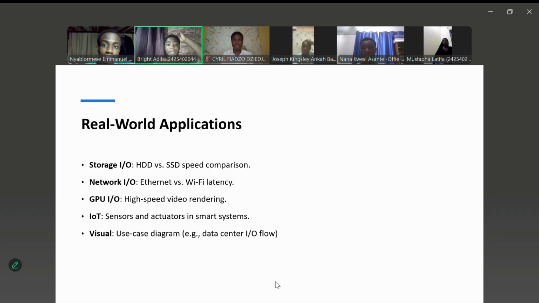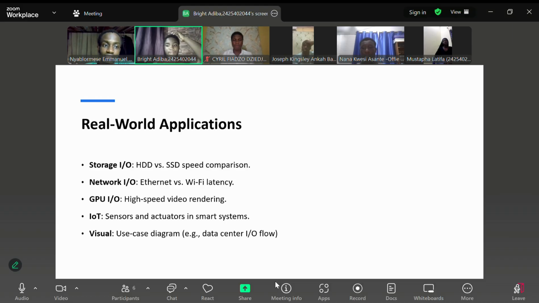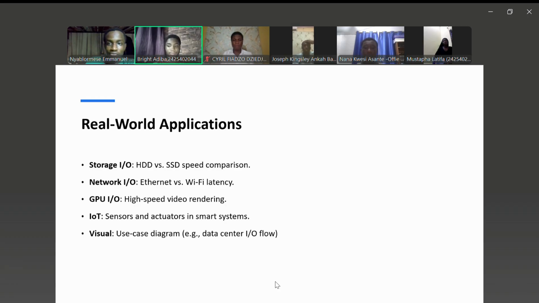Emmanuel, can you please deal with the real world applications for us? For real world applications, in real life, input output systems are used in storage, networking, video rendering, and Internet of Things. Think about SSDs being faster than HDDs, or hard disk drives, or how your smartphone devices send and receive information constantly as compared to the old letter writing and stuff. Thank you. Now for challenges and future trends.